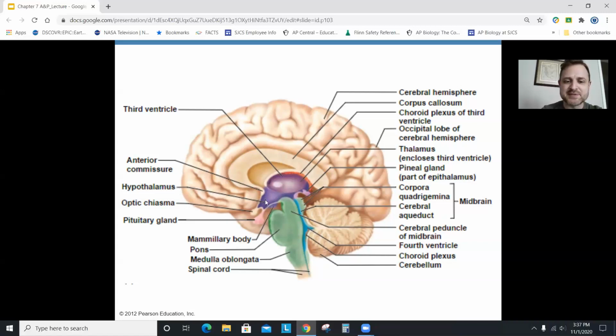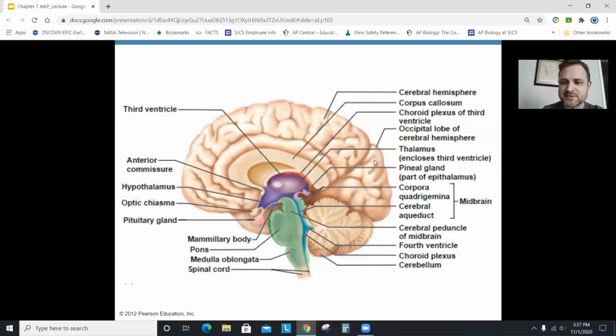The hypothalamus is beneath the thalamus. Hypo means under. It's this sort of darker or lighter purple, more of a vibrant purple, I guess. What's notable about this is the pituitary gland, which is this sort of stalk-like gland that hangs down from the hypothalamus. Again, the pituitary gland is beneath the hypothalamus. The hypothalamus, in a lot of ways, controls the pituitary gland.